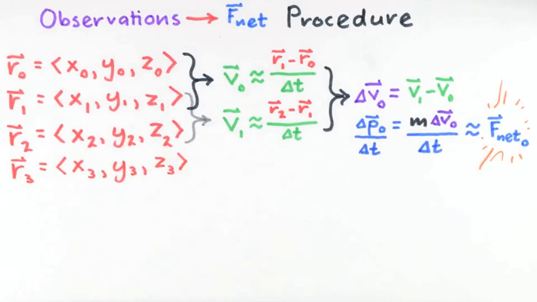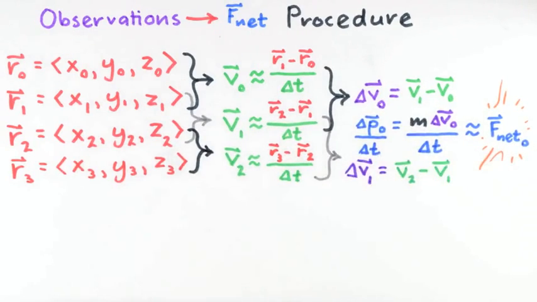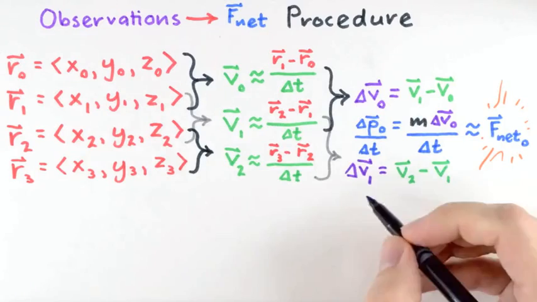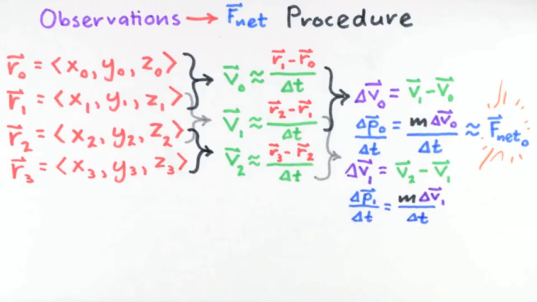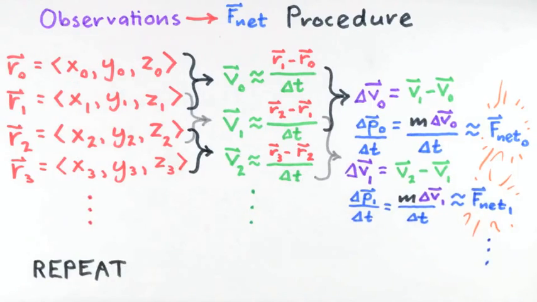In other words, with the new position data point, we compute a new velocity, which is now our new final velocity in computing a new delta v. Our old final velocity from the last calculation becomes our new initial velocity in this calculation. So we obtain a new change in velocity, delta v, then from that a new delta p, and then a new delta p over delta t, and therefore a new estimate of F net, that is delta t later in time than our last estimate. We can keep repeating the same procedure over and over again until we run out of position data points.